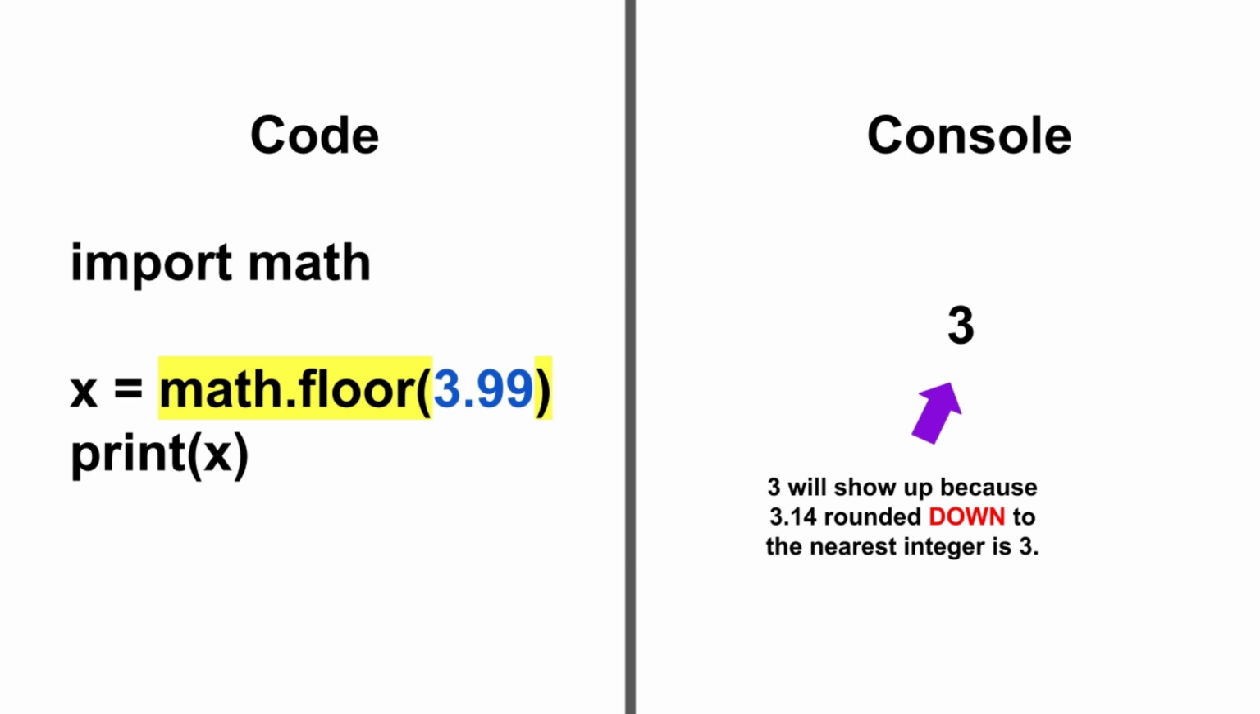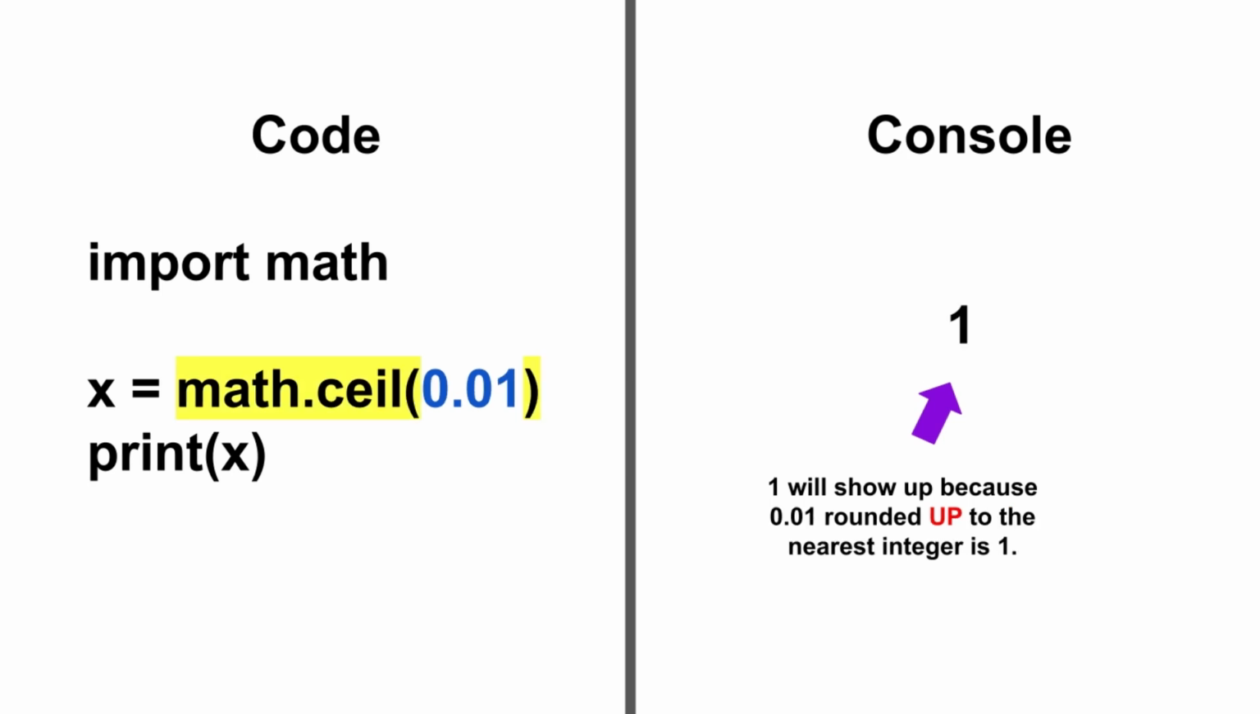The floor function takes a number and rounds it down to the lowest integer. So 3.99 rounded down is simply 3. The next function is the exact opposite, as it takes a number and rounds it to the highest integer. It's the math.ceil function. Of course, we need to import the math module to use this function too for similar reasons. But if we use it on a number like 0.01, we should get 1 on the console.